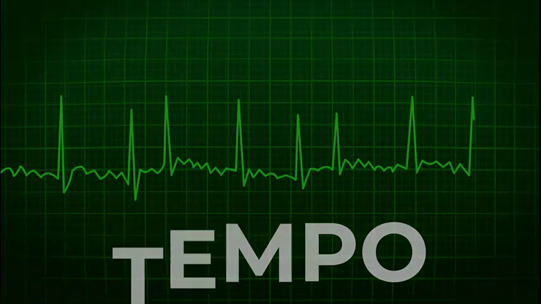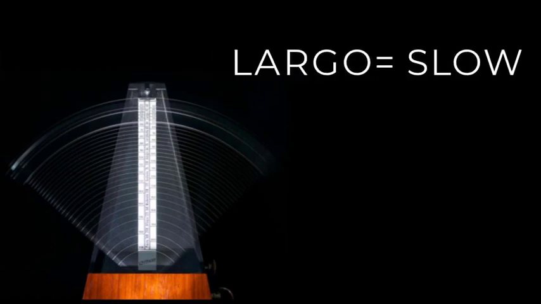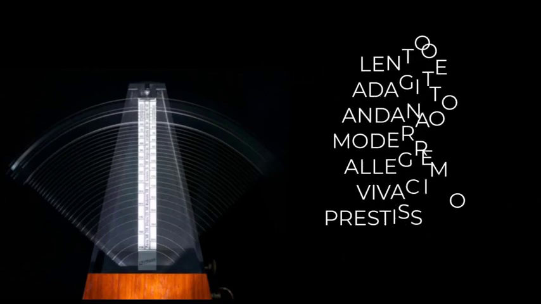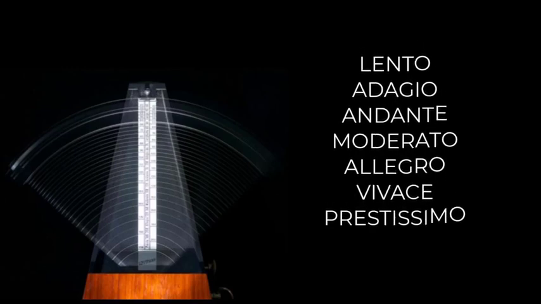Tempo determines how fast or slow a song will go. It is the heartbeat or the pace of music. Italian words are used to describe the various tempo markings. Largo means slow, and presto means fast. And of course, there are several other tempo markings in between.